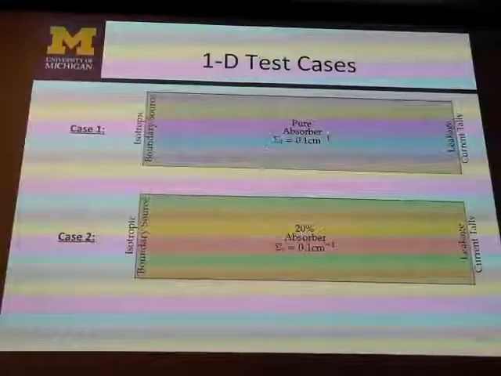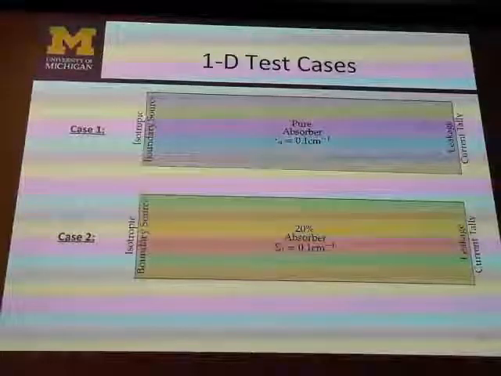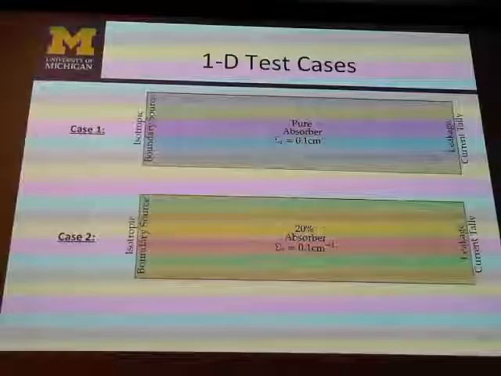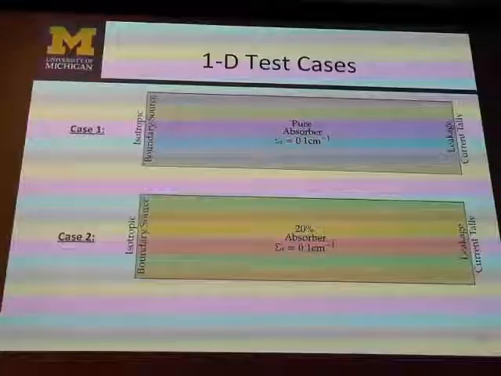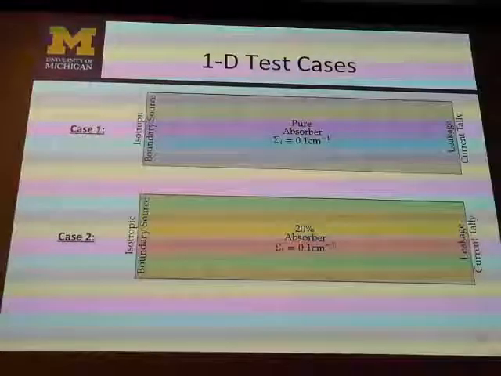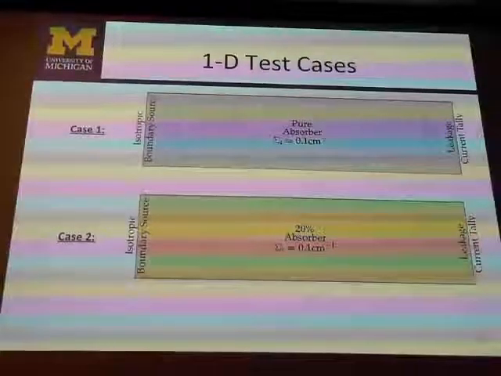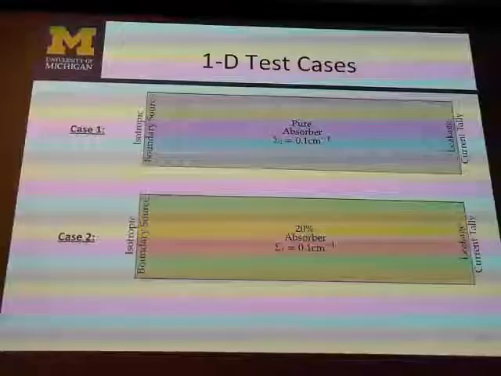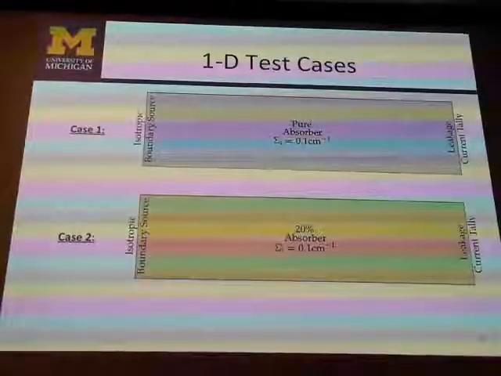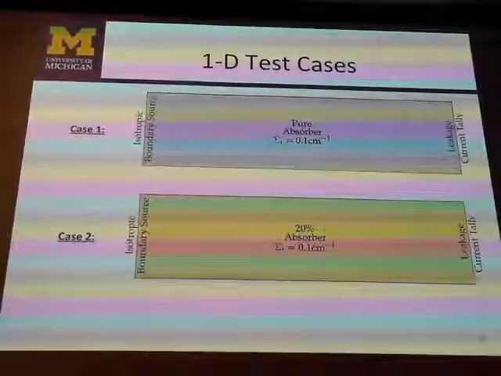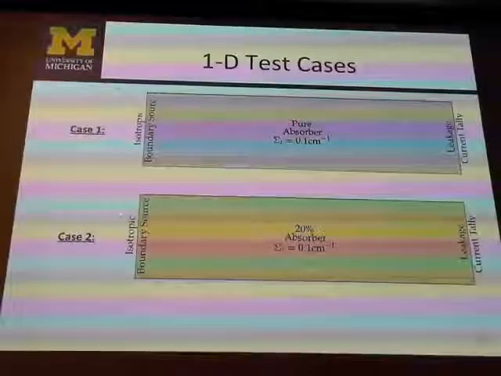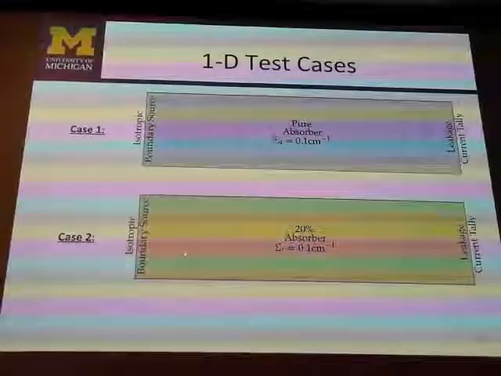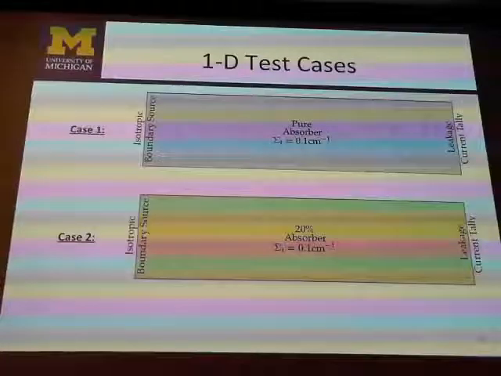Okay, so we did a few simple slab problems just to test out our idea. So first we did a pure absorber, where we have a simple isotropic boundary flux, and we have a leakage current tally at the beginning. So this is something we can actually write down a pencil and paper solution for. If you solve transport, you should start with this problem, because if you can't get this right, you can't get anything right transport-wise.